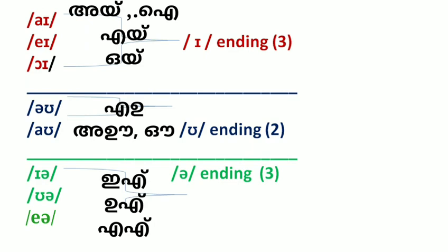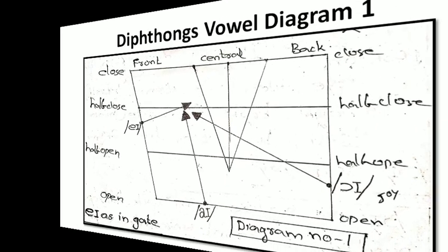These are known as ending (centering) diphthongs in English. The second element of these diphthongs is the schwa. Considering the second element of these diphthongs, we can divide them into 3 groups: I-ending diphthongs, U-ending diphthongs, and schwa-ending diphthongs.